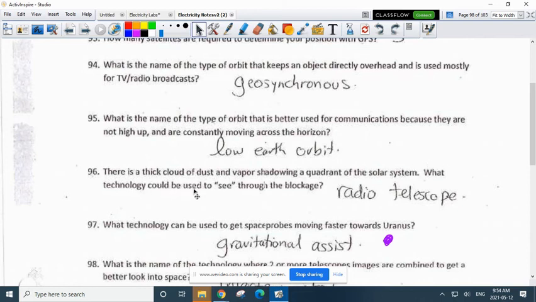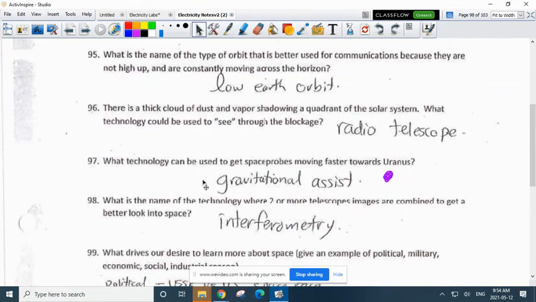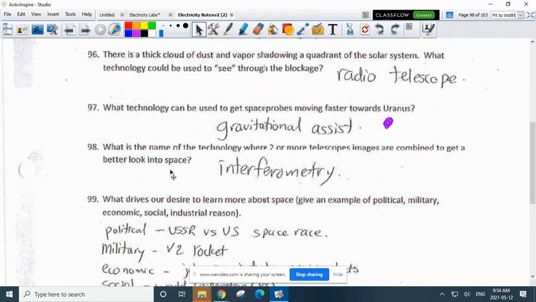What technology could use to see through that? That's a radio telescope. A radio telescope can see through dust and clouds. What technology can be used to get space probes moving faster towards Uranus? That'll be gravitational assist. I mean, technically, I suppose you could say it's a staged rocket as well. But when you're getting out that far, your staged rocket has already used up its fuel.